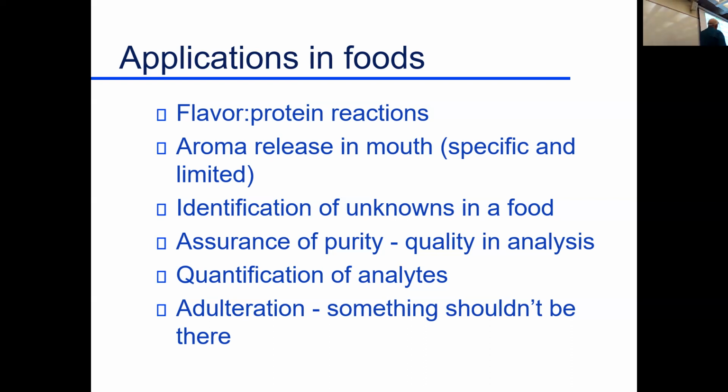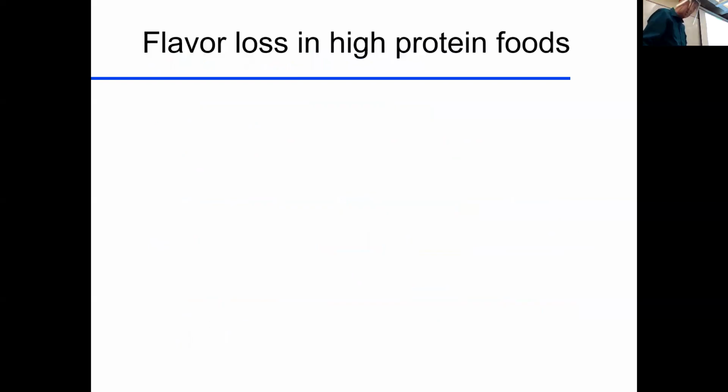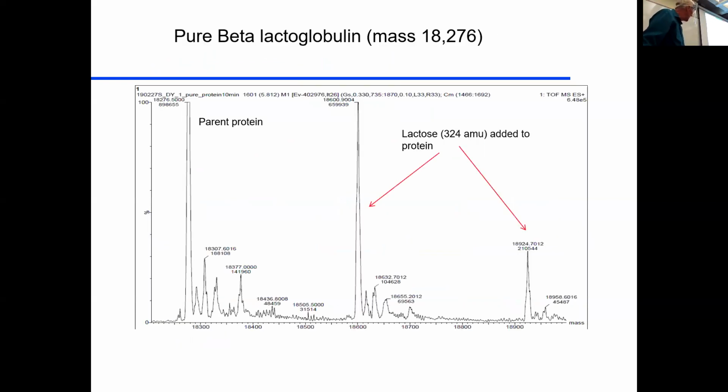That's kind of what we're looking at here. I know that flavor's there, I put it in, but I'm not perceiving it. Why aren't I perceiving it? Is it given up when you eat, or does it just go down your stomach and it's gone? That's an area that we found interesting too. Identification of unknowns in foods, that's routine. Assurance of purity, that's a quality analysis. Quantification of analytes, adulteration. So there are a lot of applications in the food business, and believe me, that's just a small example. So this is an example that we look at.